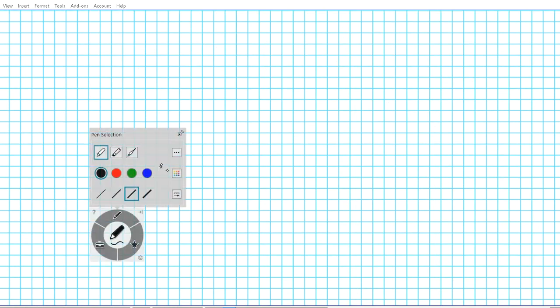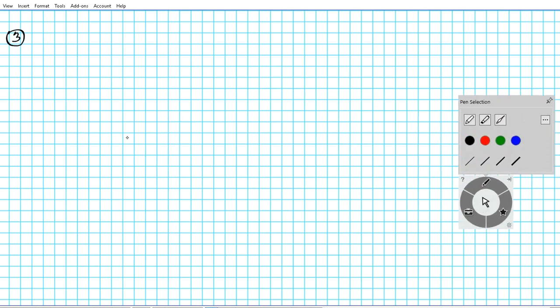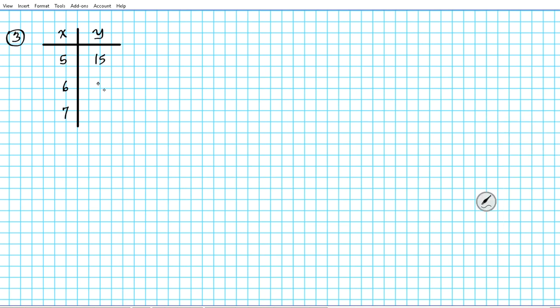Now let's take a look at another problem, number 3. In this case we are given a numerical representation presented in a tabular format. Let's consider this table right here. These are my x's and y's. For my x, I have 5, 6, 7. And for my y's, I have 15, 18, and 21.